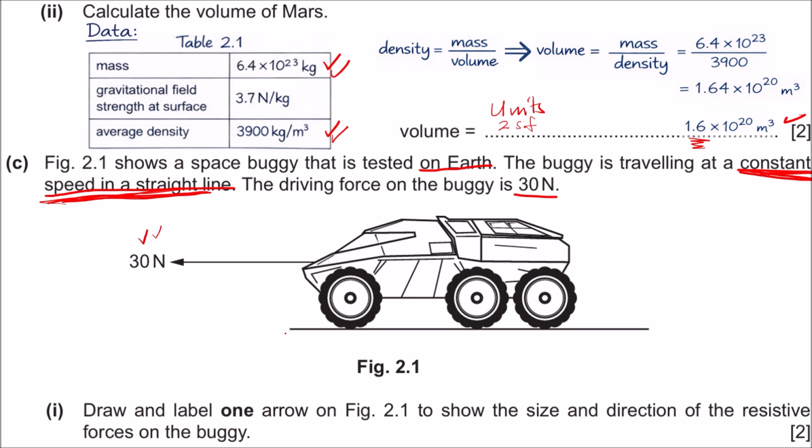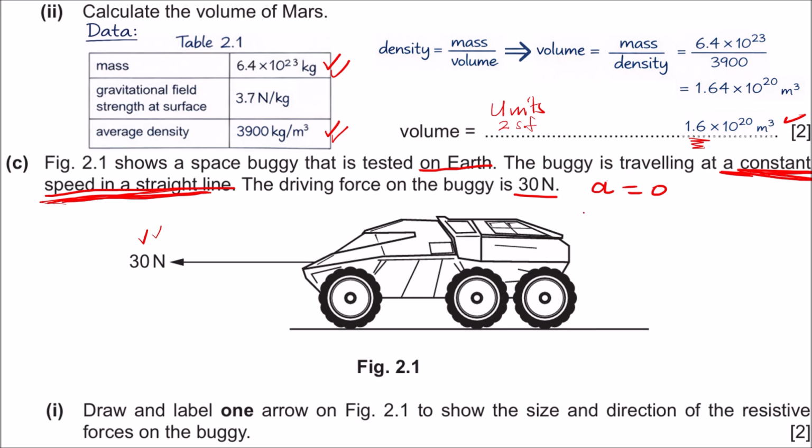Item 1. Draw and label one arrow on Fig 2.1 to show the size and direction of the resistive forces on the buggy. Now, since they said it's traveling at a constant speed in a straight line, velocity is constant. And if velocity is constant, acceleration is 0, because acceleration is the rate of change of velocity. Since velocity is constant, the velocity is not changing. So the rate of change of velocity is 0, meaning acceleration is 0.